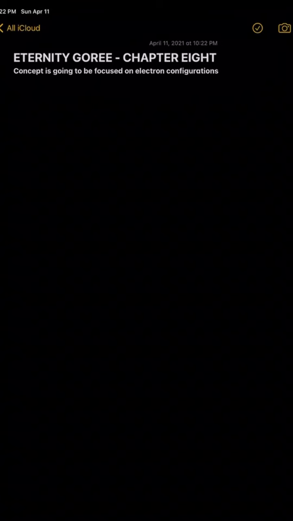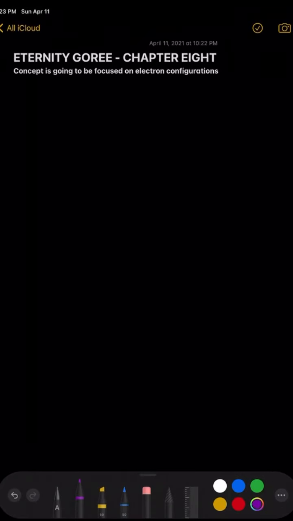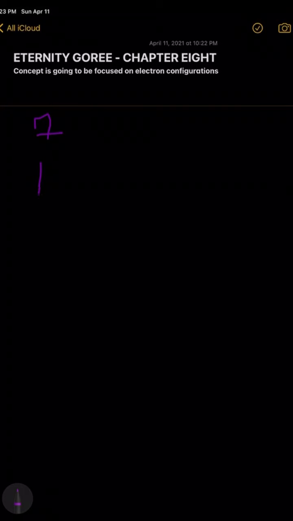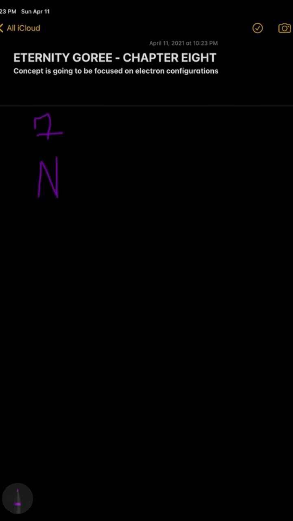The concept that I'm going to be focusing on is electron configurations. I'm just going to show you guys how to do that with an element. So we're going to be talking about nitrogen. With nitrogen, we have the 7 electrons at the top, then the symbol N stands for nitrogen, and then the 14 is the atomic mass.